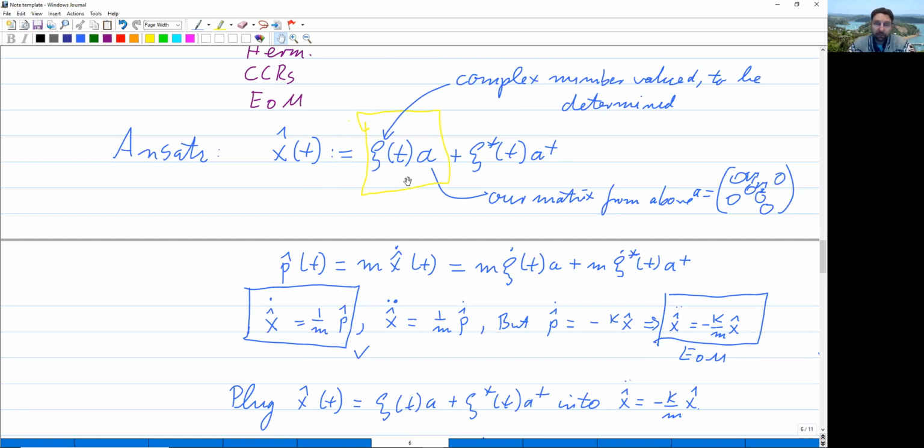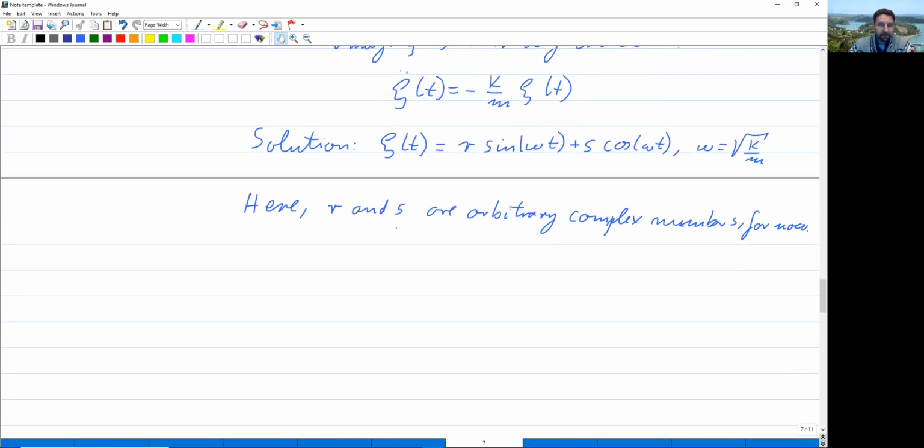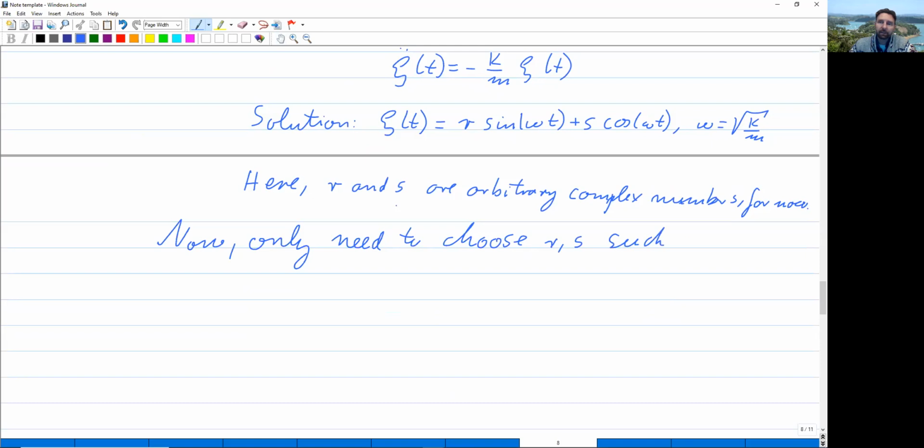All right, so we have the equations of motion all wrapped up. We have the hermiticity condition fulfilled, but the canonical commutation relation still needs to be fulfilled, right? And good thing that R and S are still arbitrary. So now we only need to choose R and S such that also the canonical commutation relations hold.